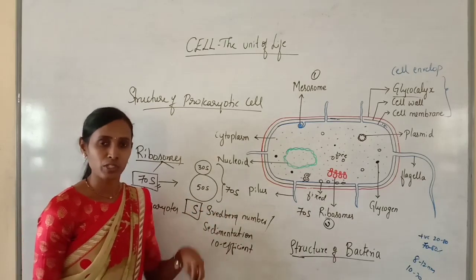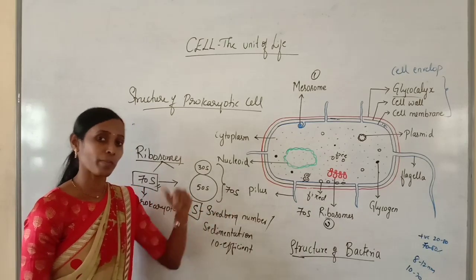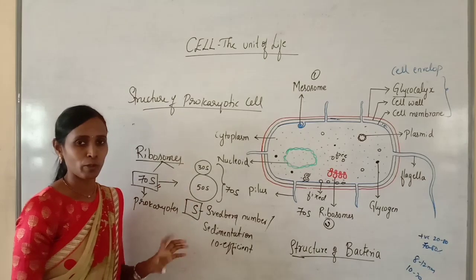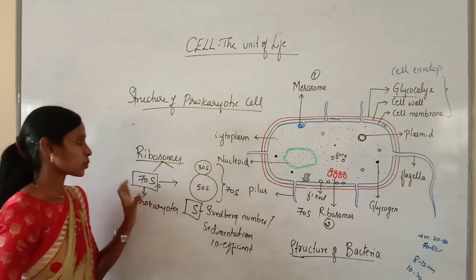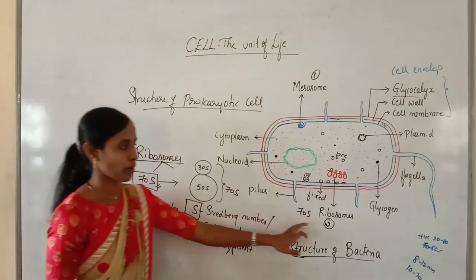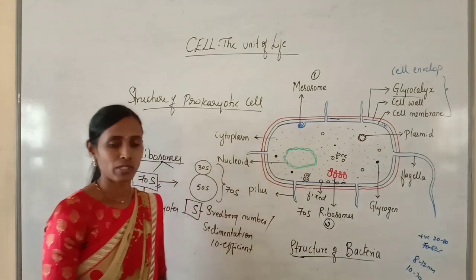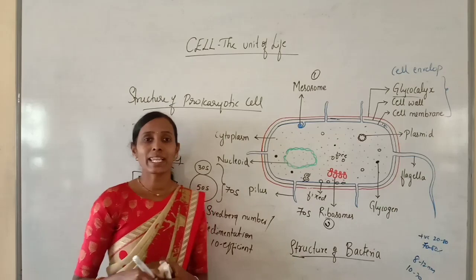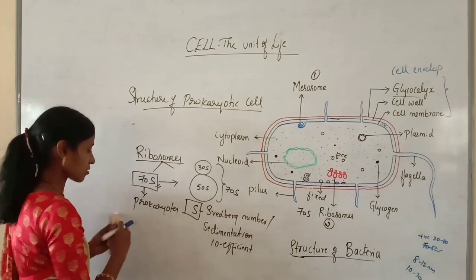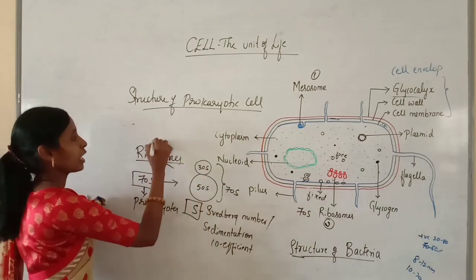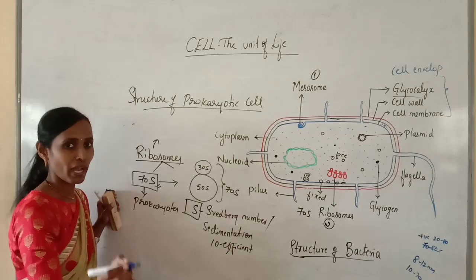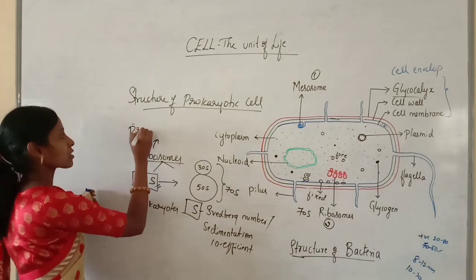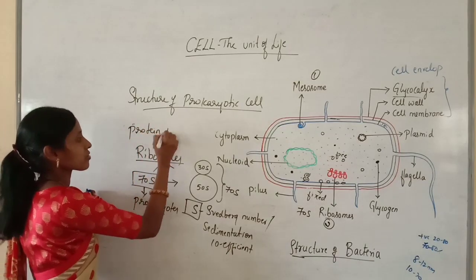That I will tell you in this chapter, because we have a separate topic on ribosomes. There I will tell you. So here, this is the 70S type of ribosome in prokaryotes. Then what is the main function of ribosomes? Ribosomes mainly take part in protein synthesis. That's why ribosomes are called protein factories.